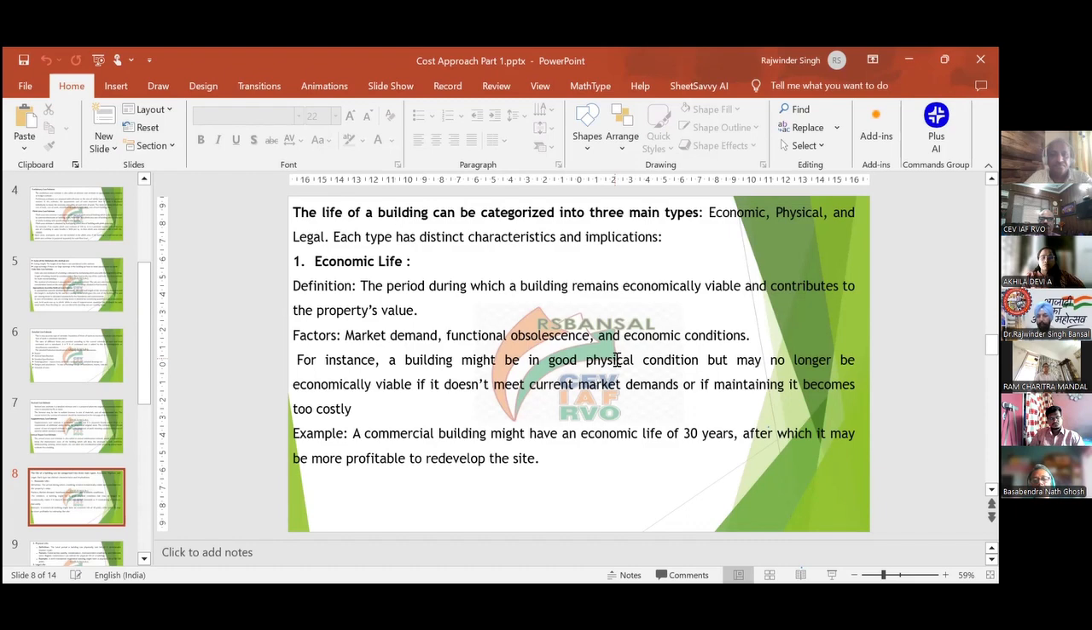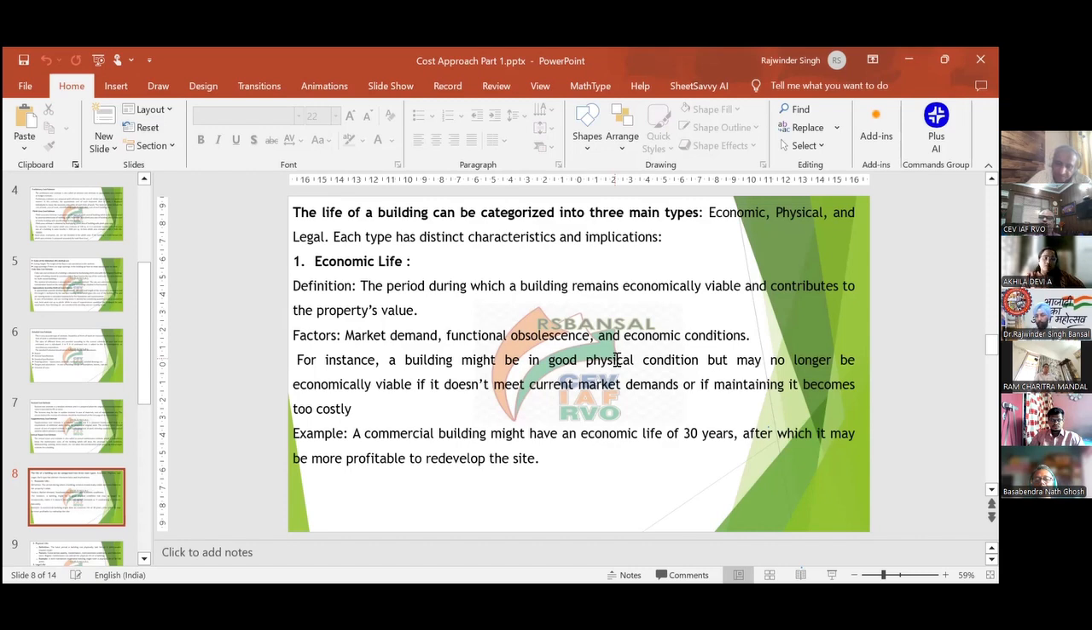So it will depend upon the market, upon functional obsolescence and economic conditions. So it is not only the maintenance, it is also functional obsolescence or other types of obsolescence that may affect the life of the building. You know, with the passage of time, the architectural design of the building and the amenities which you have provided in the building become obsolete after a certain period of time.